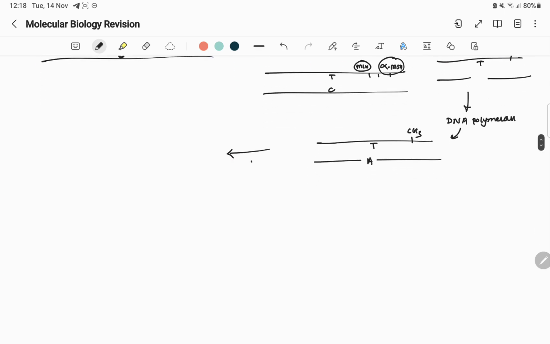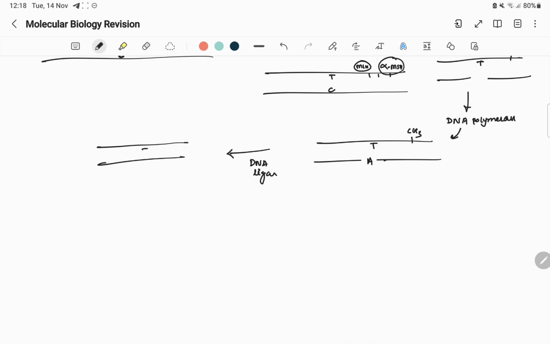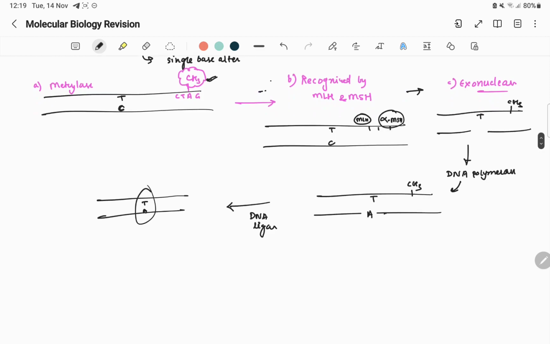Then after DNA polymerase, we have DNA ligase. DNA ligase will just join the strand. The nick will be sealed. This is our correct combination. This is called mismatch repair.